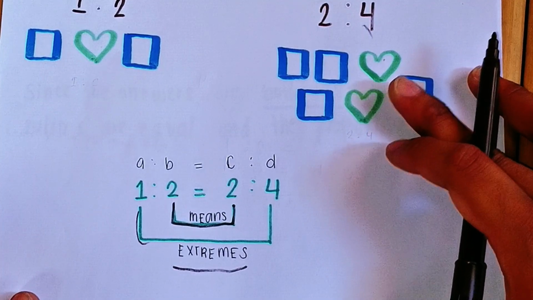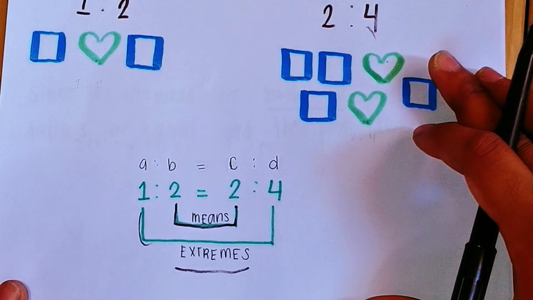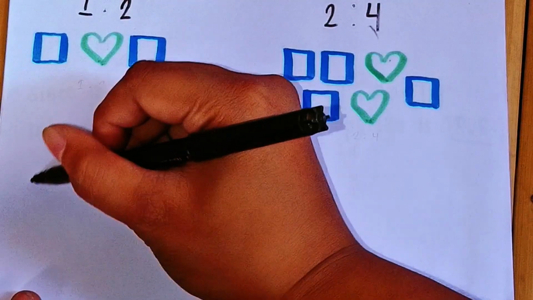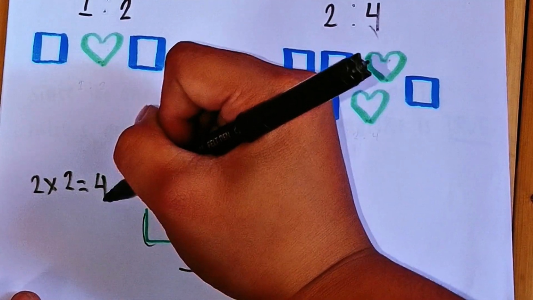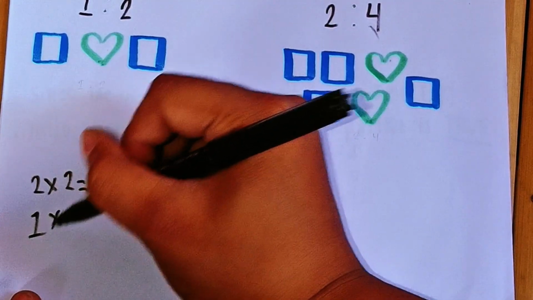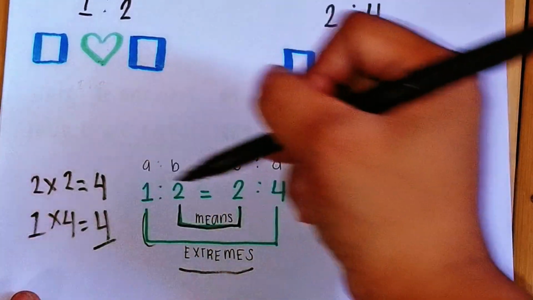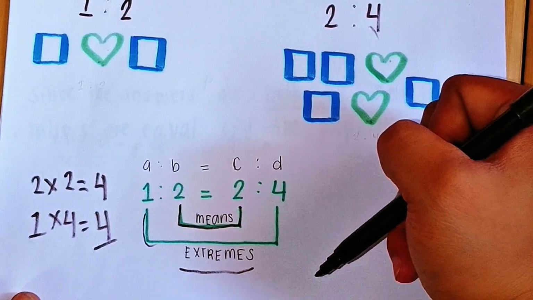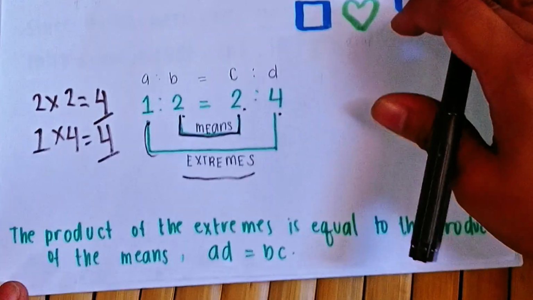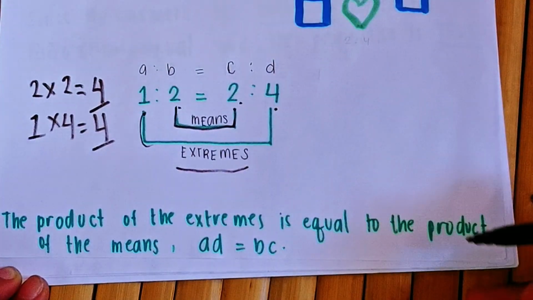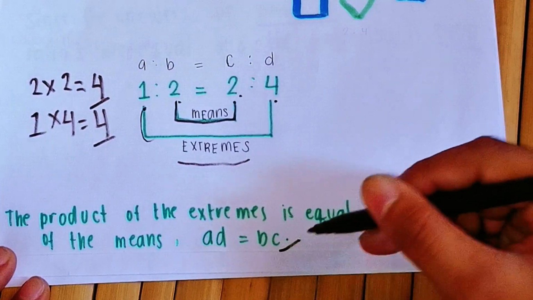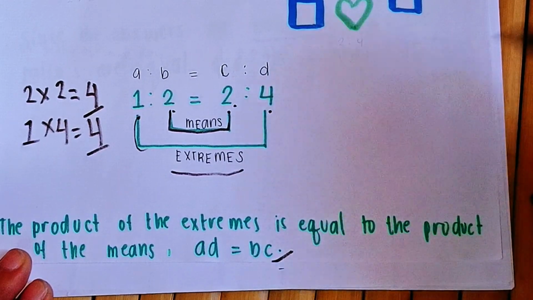Now, how can we say if these two ratios are equal? Let us multiply the means. If we multiply the means, the 2 and 2, we will get 4. And if we multiply the extremes, which are the 1 and 4, we also get 4. Meaning to say they are a proportion because they have the same value, 4. Meaning to say the product of the extremes is equal to the product of the means. AD equals BC.